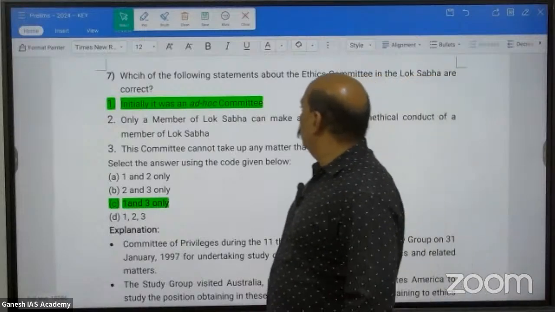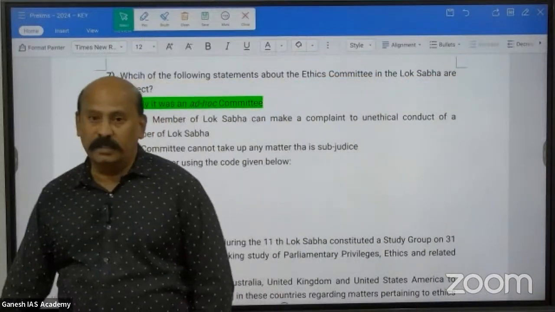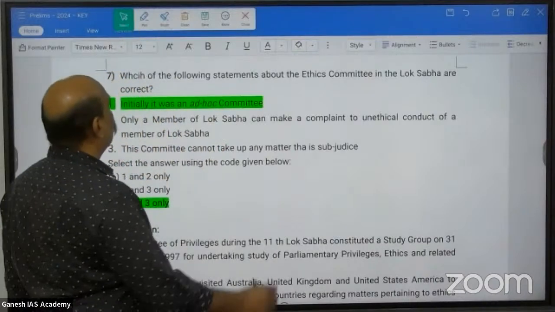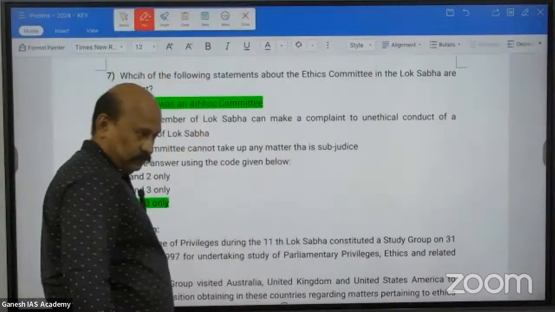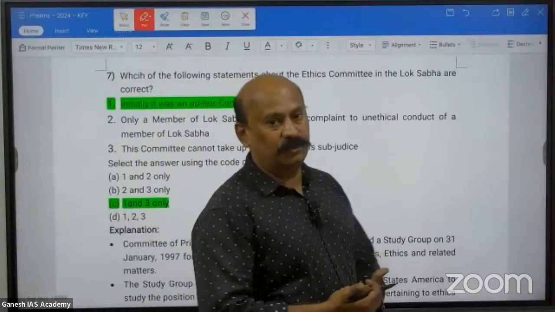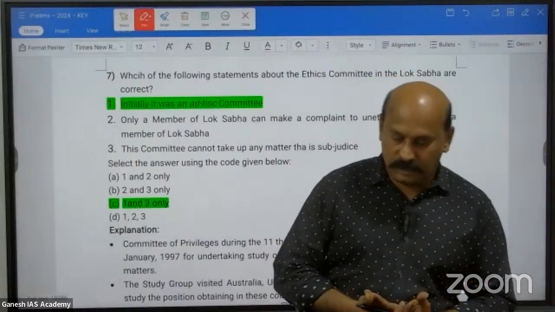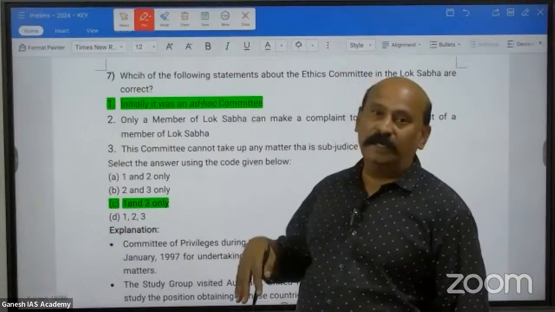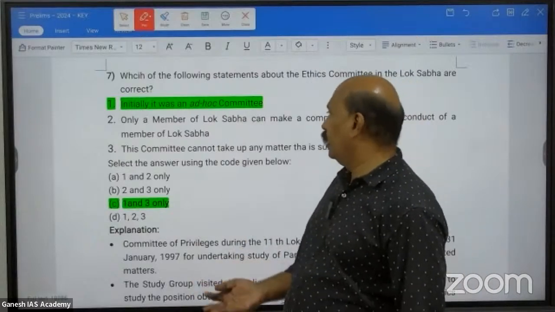Which of the following statements about the Ethics Committee of the Lok Sabha is correct? See, this question is asked because of current affairs, the Mahua Moitra case, where the case was referred to the Ethics Committee before she was expelled. So it is basically a current affairs question.